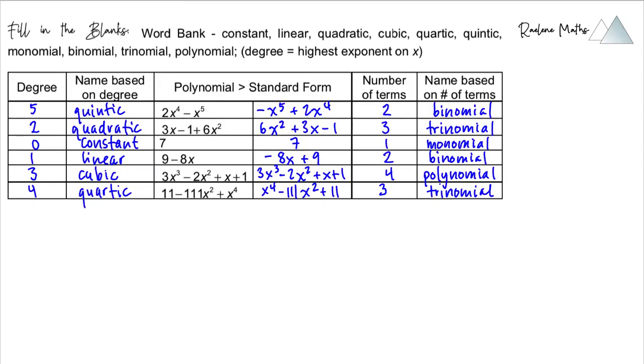Here are the answers. How did you do? Just check the definitions and the words that you're using. Make sure that you've put the polynomial in standard form and that you understand the terms of how we name or classify a polynomial based on the degree of the polynomial and based on the number of terms of the polynomial.